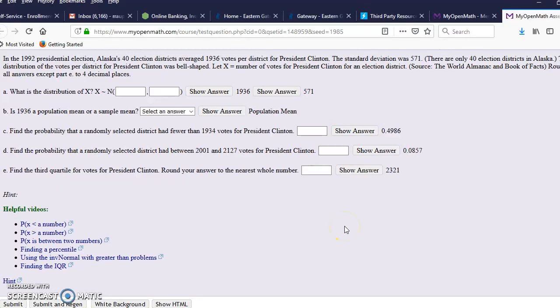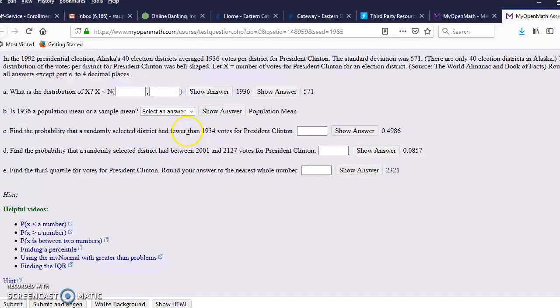Okay, this is a question that a student sent in, and I did outline a step-by-step in an email, but it was before I knew how to do videos, so I'm going to do a video on this one. Okay, the two answers, these are easy. 1936, the mean, goes here, 571 goes here, and this is a population mean. Okay, so we'll start with this one.